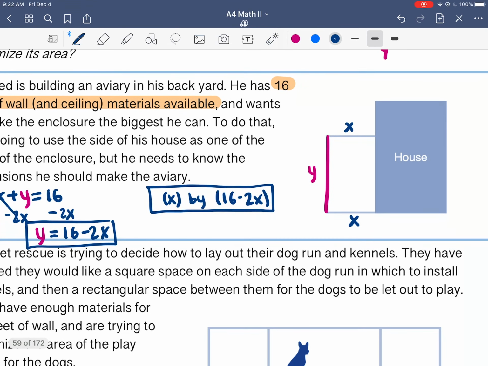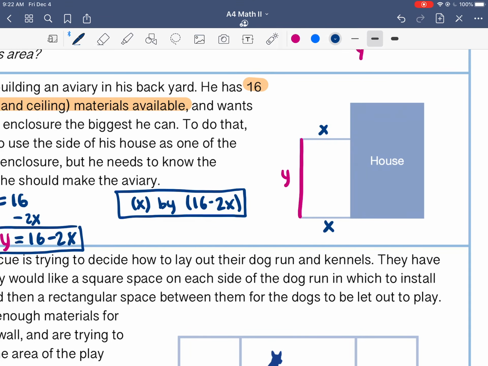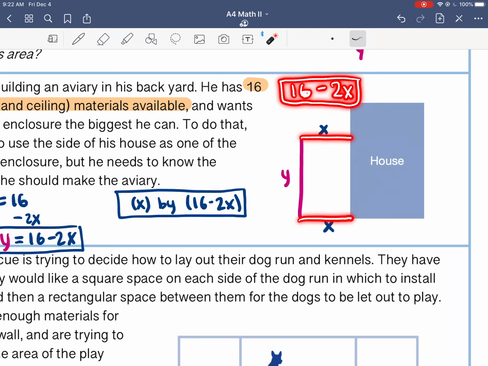Again, I just want to point out that if you label one side x, specifically the short side x, and you know you have 16 feet of materials available, then that leftover side is going to be 16, which is the total amount, take away the 2 x's that you used. So you can also think about it that way and get the same expression. For some people the algebra is easier, and for some people it's better to just think about this. You decide what's best for you.